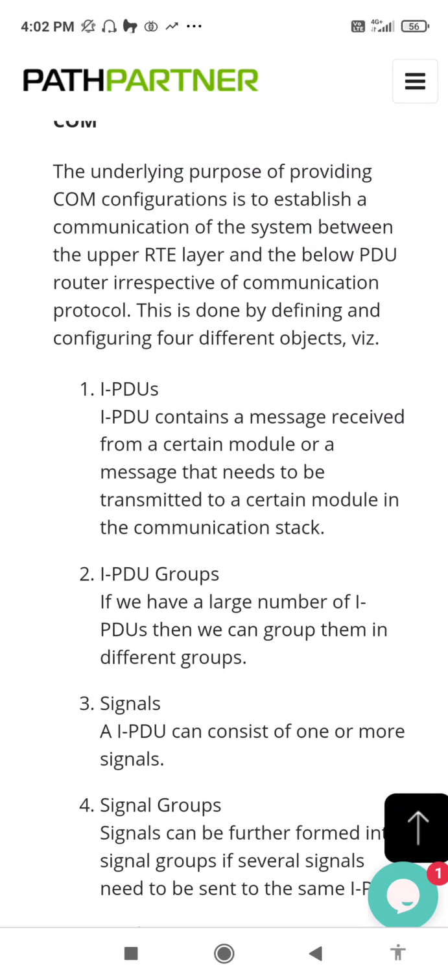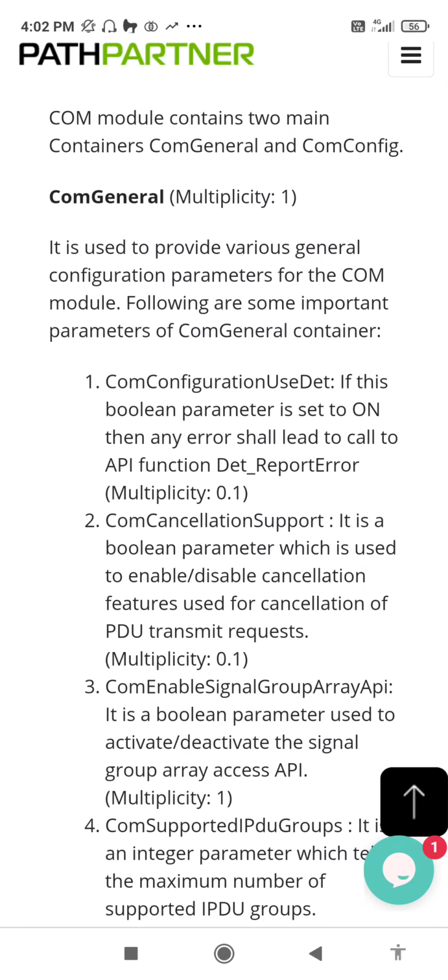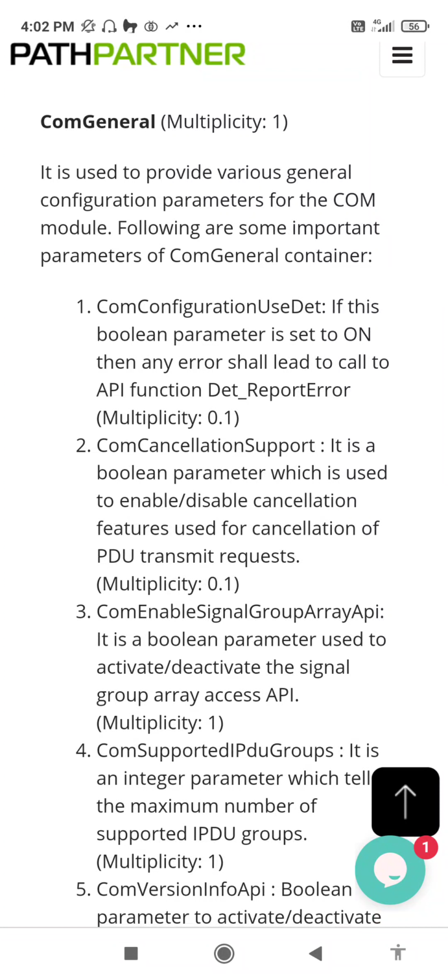COM_general, multiplicity 1. It is used to provide various general configuration parameters for the COM module. Following are some important parameters of the COM_general container. COM configuration uses DET. If this Boolean parameter is set to on, then any error shall lead to a call to the API function Det_ReportError. Multiplicity 0..1. COM cancellation support. It is a Boolean parameter which is used to disable cancellation features used for cancellation of PDU transmit requests. Multiplicity 0..1. COM enable signal group array API. It is a Boolean parameter used to deactivate the signal group array access API.